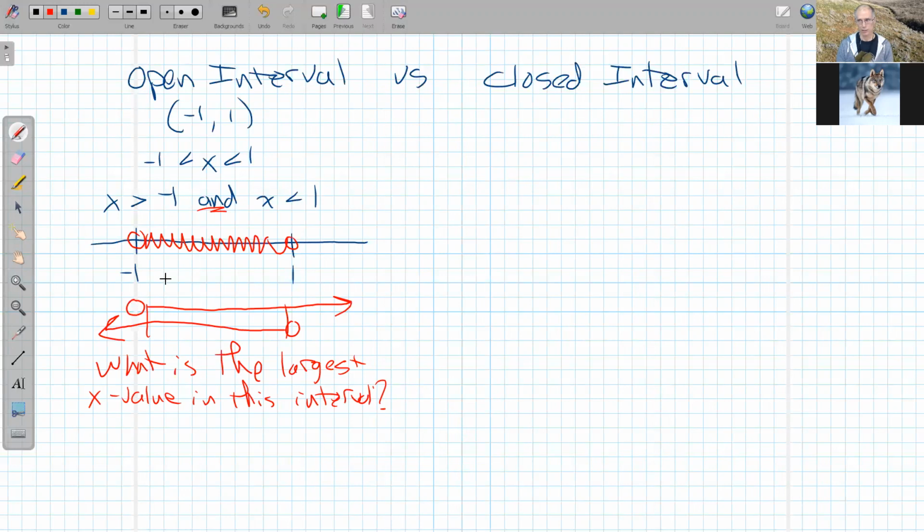Any thoughts on that? Kelsey nailed it. Something incredibly close to 1. And that's the problem, right? No matter how close to 1 we get, somebody could get closer. So maybe I say, all right, Kelsey, this is it. It's 0.9999999. Okay, I'm tired, I'm done. That is the largest number in this interval.